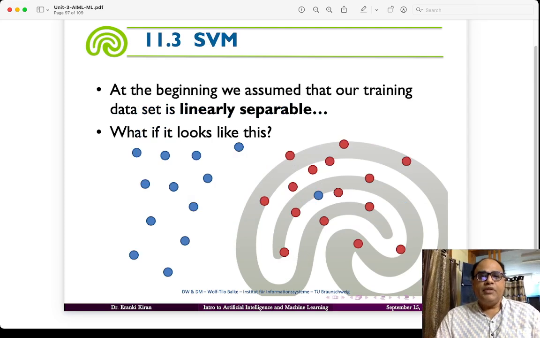So at the beginning, we assume that our training data set is linearly separable. But there is a problem: if you notice here, the blue dot is actually sitting among the red. Similarly, there could also be a situation where a red dot sits among the blue dots. So in this case, if you draw a diagonal line separating the blue and red, you still have an error, a noisy data point which is still lying within the red dots.